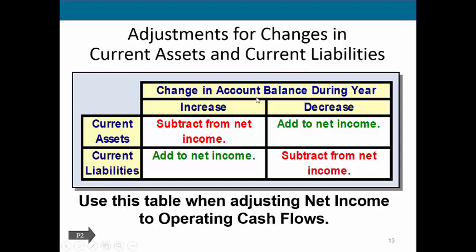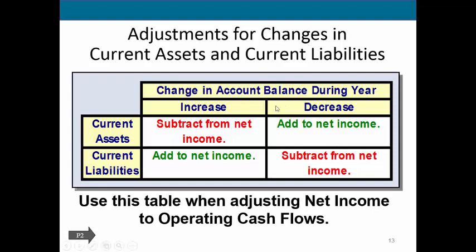So what we're looking at is the change in an account balance during the year. You're looking at whether that balance increased or decreased. If it's a current asset account, so for example, if it's accounts receivable, if accounts receivable increased, we'll subtract that increase from net income to bring us to the cash transactions. Then if it was a decrease, we add that to net income. So if accounts receivable decreased, that means we got cash. We didn't necessarily earn it right now. We had earned it at some point in the future or in the past, but now we're actually getting the cash because accounts receivable decreased.